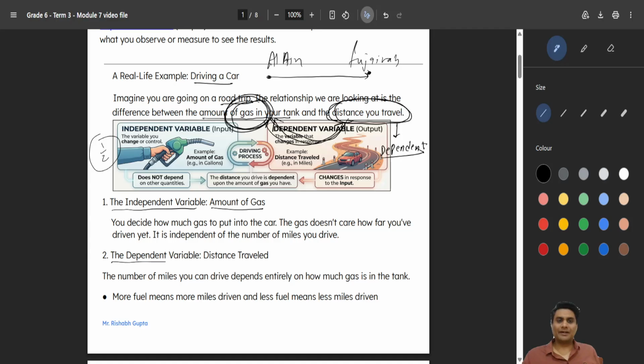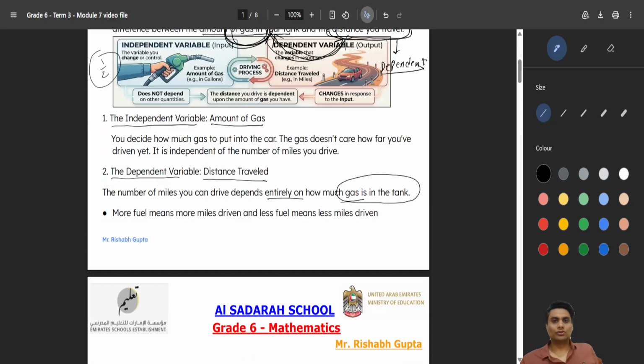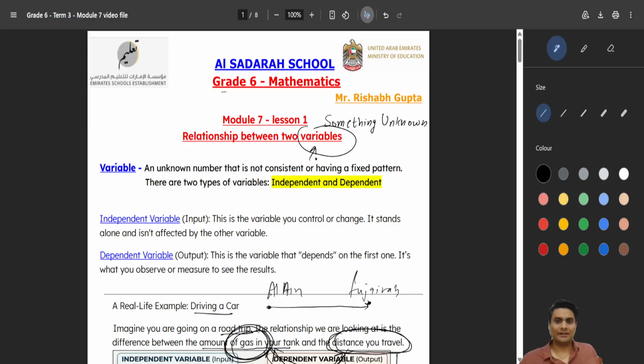On the other hand, the dependent variable is the distance that you traveled. The number of miles you can drive depends entirely on how much gas is in the tank. Same thing that I said, okay? If you have more fuel, you can travel more distance. If you have less fuel, you can travel less distance. So distance is the dependent variable, but the gas is independent because it does not depend on how many kilometers you have driven the car. So this is the independent and dependent variable. Now you have understood what a variable is and the two types of variable.